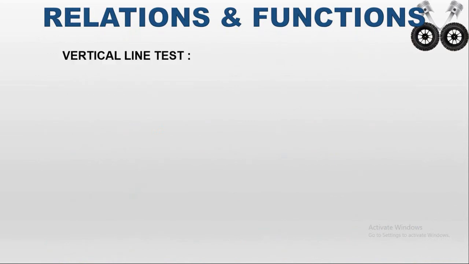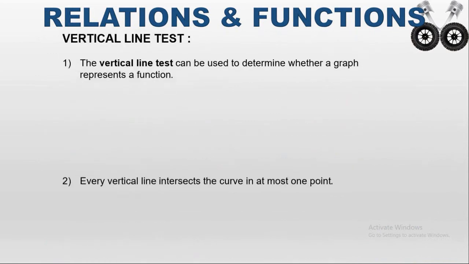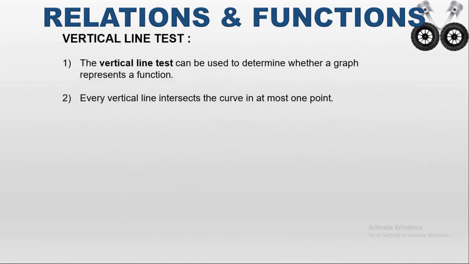Next one is the vertical line test. What is meant by the vertical line test? If we want to determine whether a given graph is a function or not, we use a test, and that test is called the vertical line test. A vertical line means you have to draw a line parallel to the y-axis. This is the y-axis. For this y-axis you have to draw one parallel line.